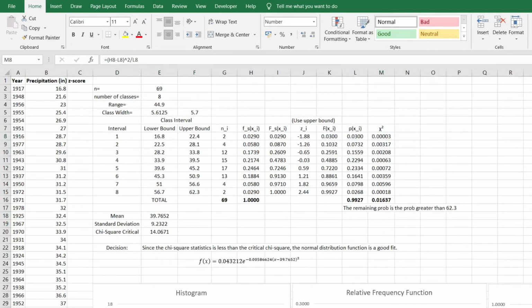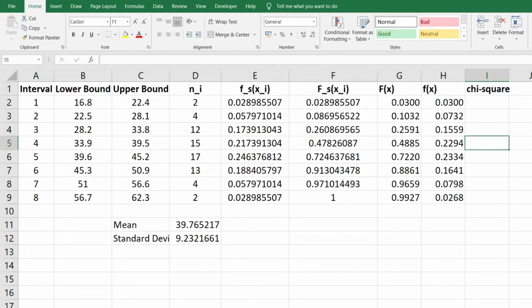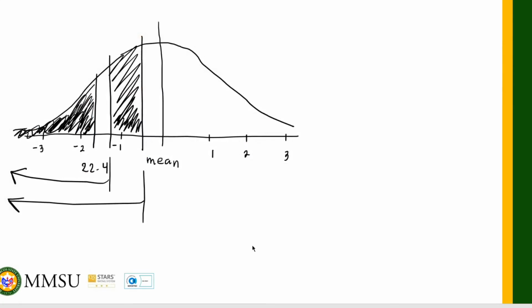So sa chi-square, meron tayong formula for chi-square. Isulat ko na lang dito. Okay, chi-square test. Ang formula for chi-square, ang symbol ng chi ay yung parang maarte na x. Chi-square is the observed minus the expected over expected. Pero dito sa taas meron siyang square. Observed minus expected, squared, over expected.